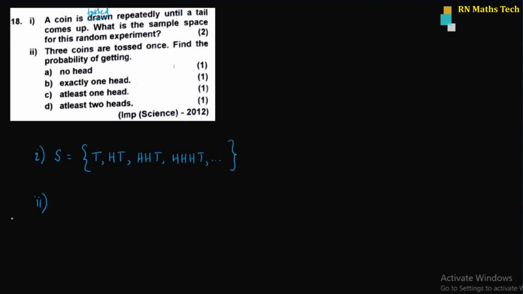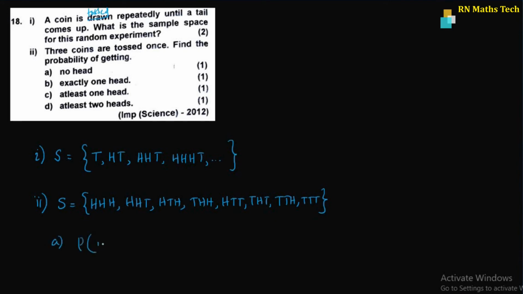ഇനി സെക്കൻഡ് വൺ, 3 coins are tossed once, find the probability of getting. 3 കോയിൻ ടോസ് ചെയ്ത് കഴിഞ്ഞാൽ നമുക്കറിയാം സാമ്പിൾ സ്പേസിൽ 8 എലമെൻറ്റ്സ് ഉണ്ടാവും. 3 H വരുന്ന കേസ് എഴുതുക, 2 H വരുന്ന എല്ലാ കേസും എഴുതുക. ഓക്കെ, അടുത്തത് 1 H വരുന്ന കേസ് എഴുതുക, അടുത്തത് H ഒന്നും ഇല്ലാത്ത കേസ് എഴുതുക. ഓക്കെ, അങ്ങനെയാണെങ്കിൽ എ പാർട്ട് P of no head, നോ ഹെഡ് എന്ന് പറയുമ്പോൾ എല്ലാം ടെയിലാണ്, 1/8 എന്നാവും.